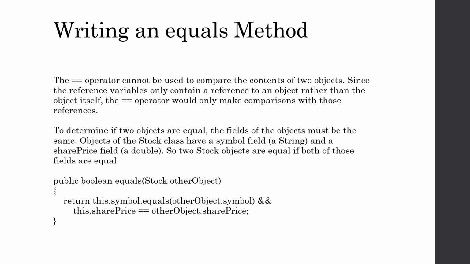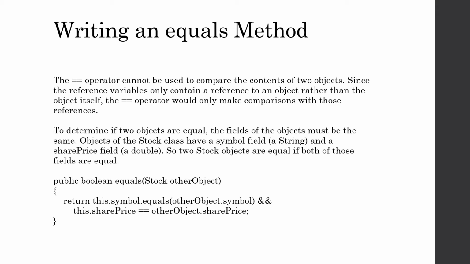So the next kind of method that we're going to take a look at for our classes is going to be the equals method. The equals operator cannot be used to compare the contents of two objects, since the reference variables only contain a reference to an object rather than the object itself. The equals operator would only make comparisons with those references. So essentially it would only be checking to see if the two variables reference the same object.